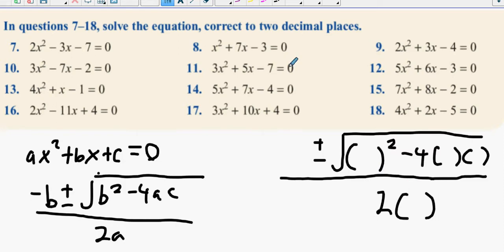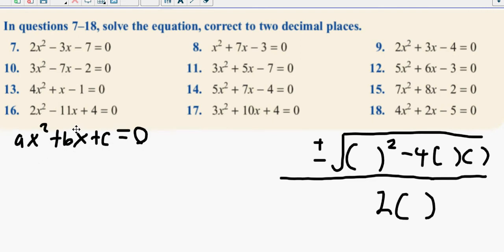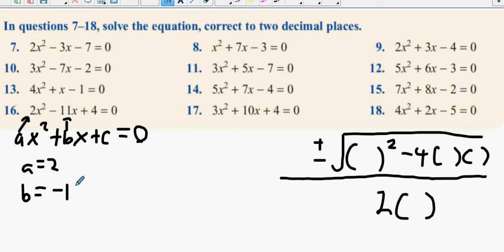Now I take any question I want. So I take question 16. What I do is I maneuver my ax squared plus bx plus c directly underneath the 16. What can I say a is? 2. B is? Minus 11. What's minus b? 11. C? 4.